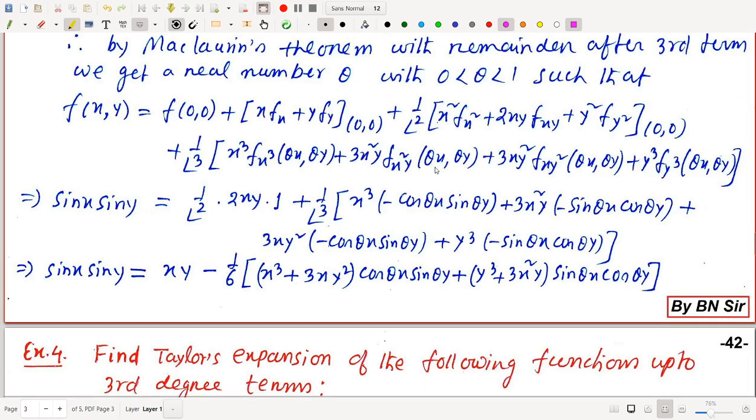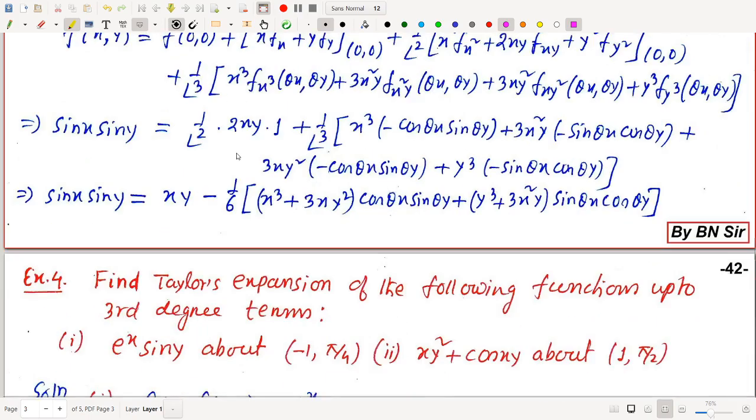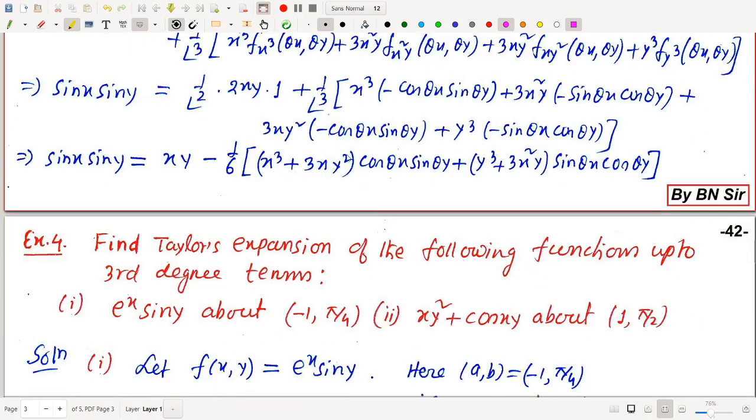So by Maclaurin's theorem we have got this. Now just putting the values of partial derivatives at (0,0) for first derivative and second derivative, and at (θx, θy) for third order derivative, we get this expansion. You just check, get the answer. So whatever is given in the question, sin x sin y is equal to this answer.